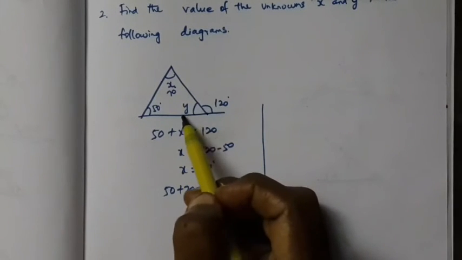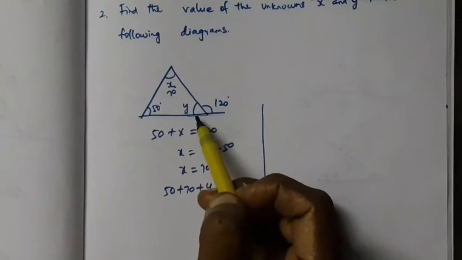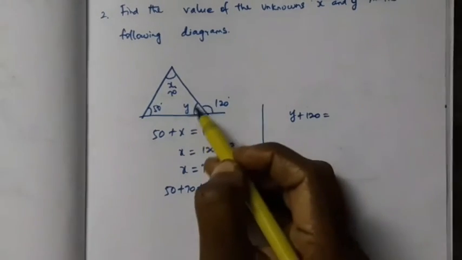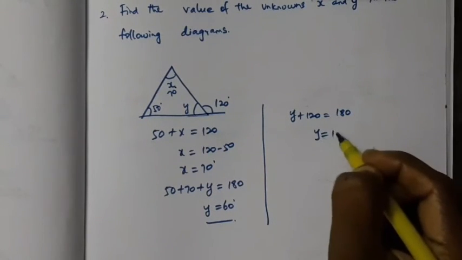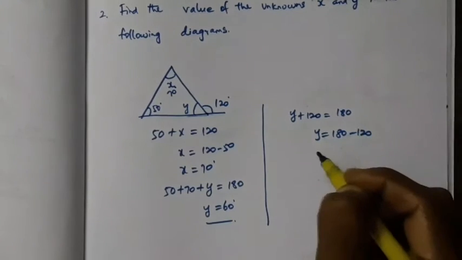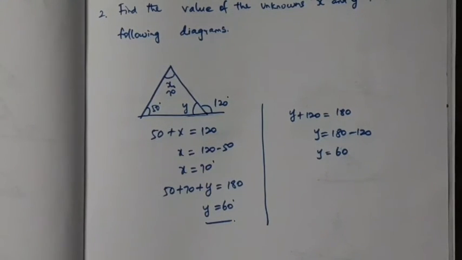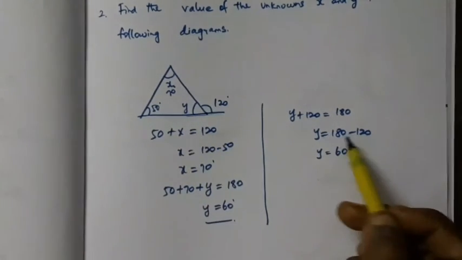Otherwise, another way of doing that is, this is a total line. This total line is 180. If you take y plus 120 together, it should give 180. So y is 180 minus 120. So y will become 60. Okay, in whatever way, you can either do it using this property or this other property.